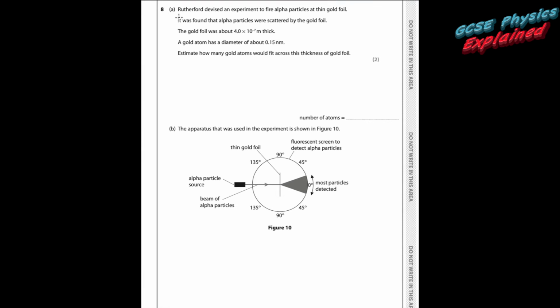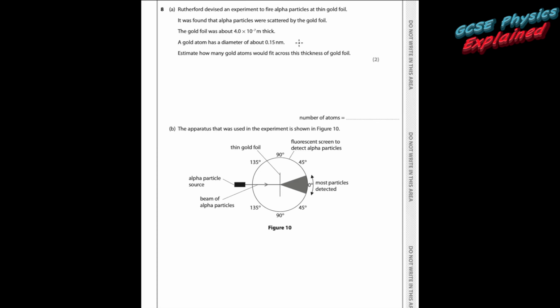Question 8, Part A. Rutherford devised an experiment to fire alpha particles at thin gold foil. It was found that alpha particles were scattered by the gold foil. The gold foil was about 4 times 10 to the minus 7 metres thick. A gold atom has a diameter of about 0.15 nanometres. Estimate how many gold atoms would fit across the thickness of gold foil.